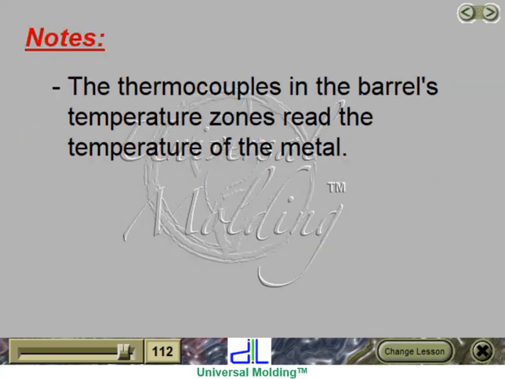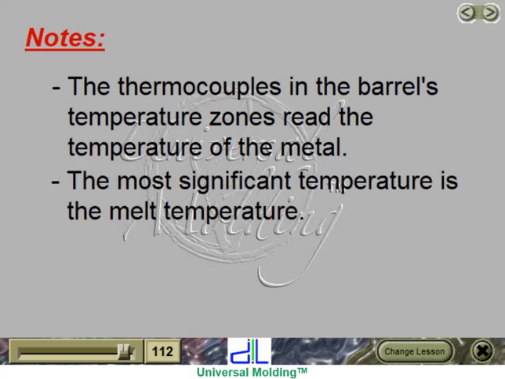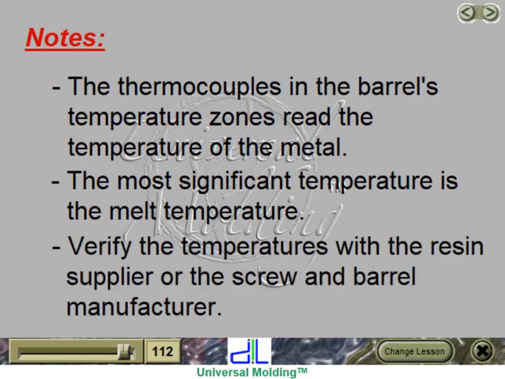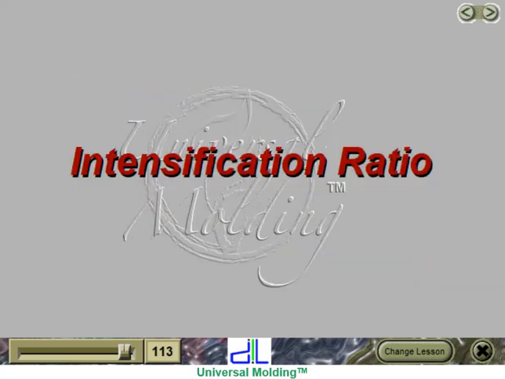Notes: the thermocouples in the barrel's temperature zones read the temperature of the metal. The most significant temperature is the melt temperature. Verify the temperatures with the resin supplier or the screw and barrel manufacturer.